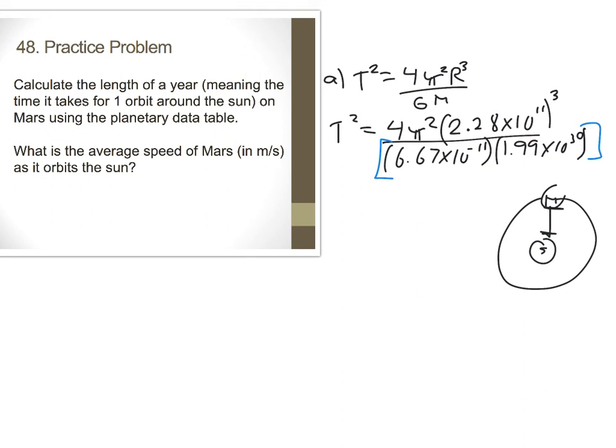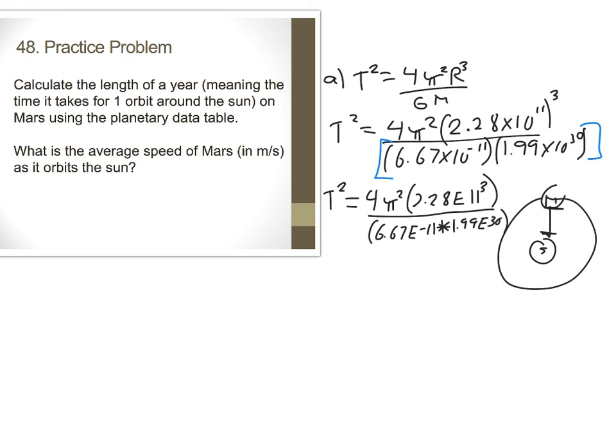This is also a good time to remind you about the EE button, which I think makes your life a lot easier. That second comma allows you to replace the exponent. So if I were you, in my calculator, I would type it in like this: 4 pi squared times 2.28 E11 cubed. You can type it in just like that. And then we're going to divide that by, and I would put in parentheses, 6.67 E negative 11 times 1.99 E30. All right, and that should output the right answer.